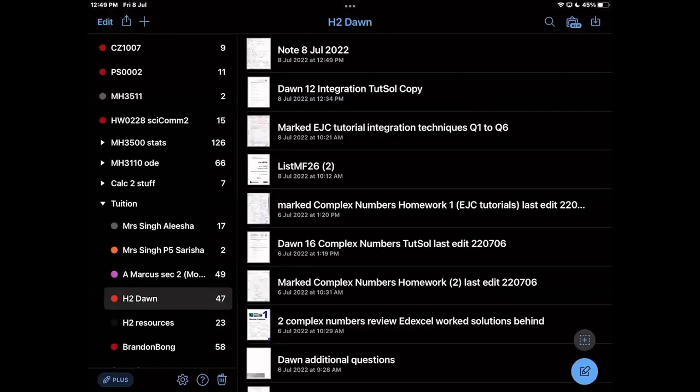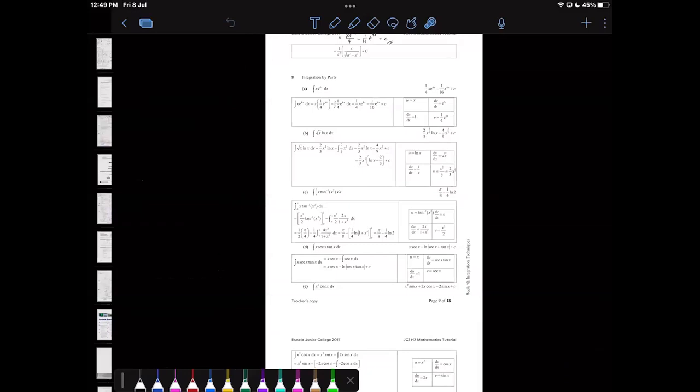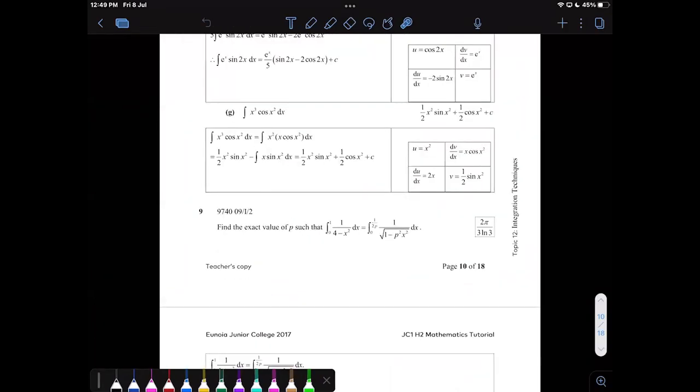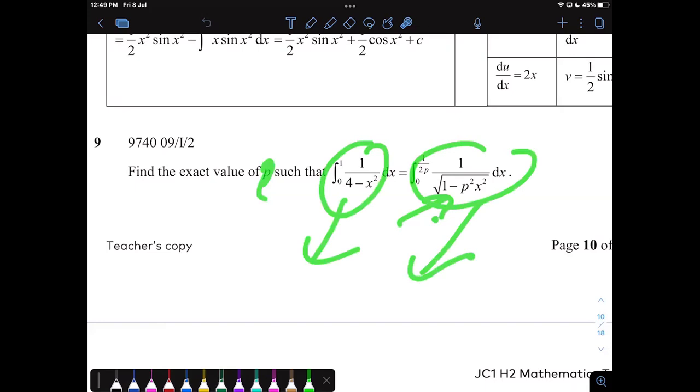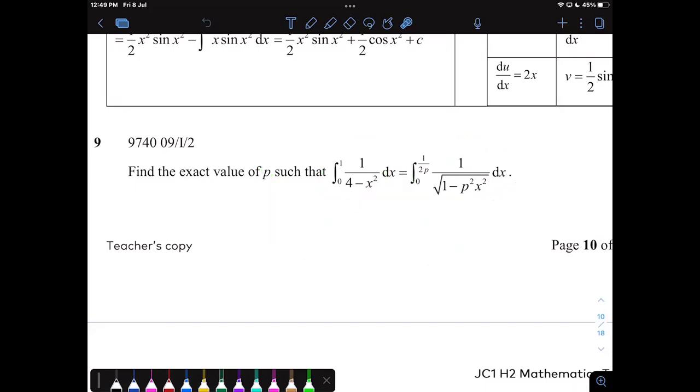Can you do everything else already? I think you can. This one, integration, can already. You can do all the questions. Just take note that sometimes you have this unknown p. You must integrate it in terms of p. Then eventually, I do integrate separately, get two equations. Then you equate them. It will be an expression in terms of p. Then solve for p.